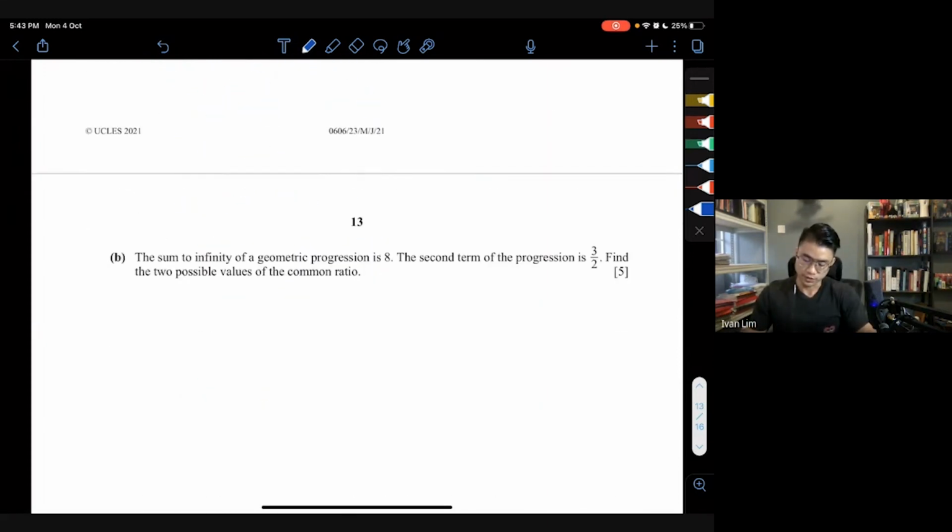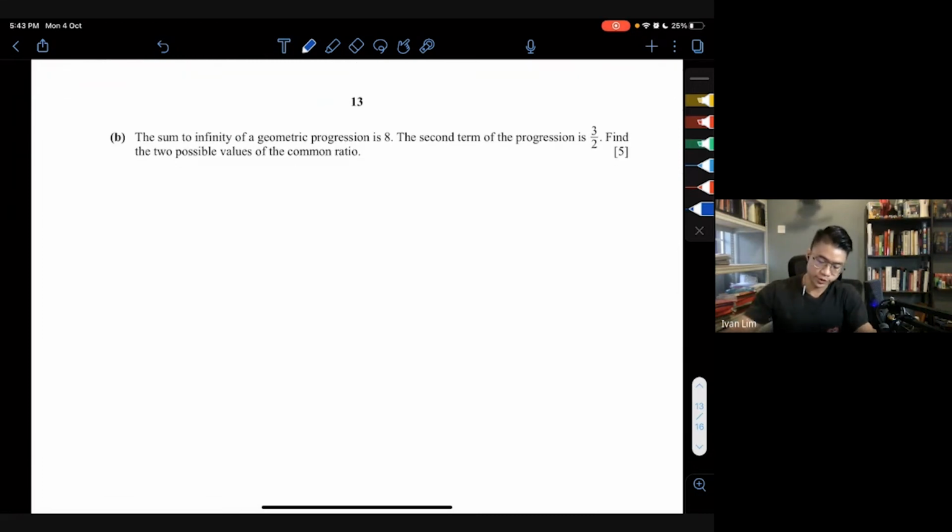Okay, question B. The sum to infinity of a geometric progression is 8. The second term of the geometric progression is 3 over 2. Find two possible values of the common ratio. Okay, so let's just write what information they give us first.